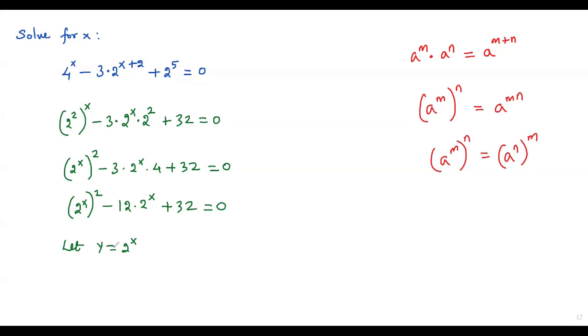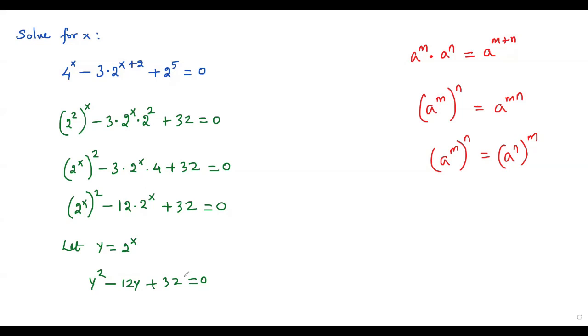So since I have assigned y for 2 to the x power, we can write y for this one. Since we have 2 over here, it will become y squared, negative 12 times, for this one we can plug in y, then we have negative 12y, positive 32 equals 0. Okay, now we have to solve this quadratic equation.